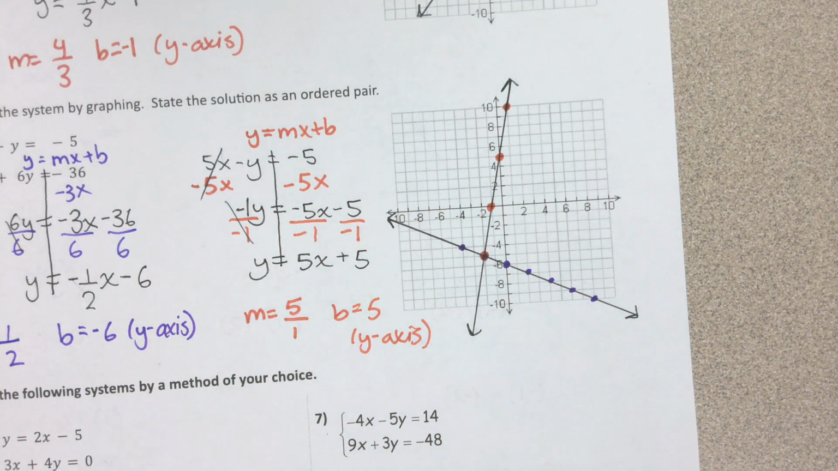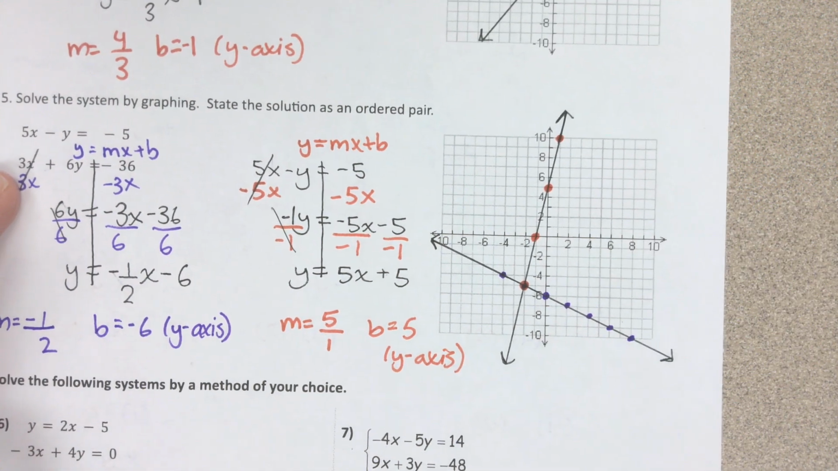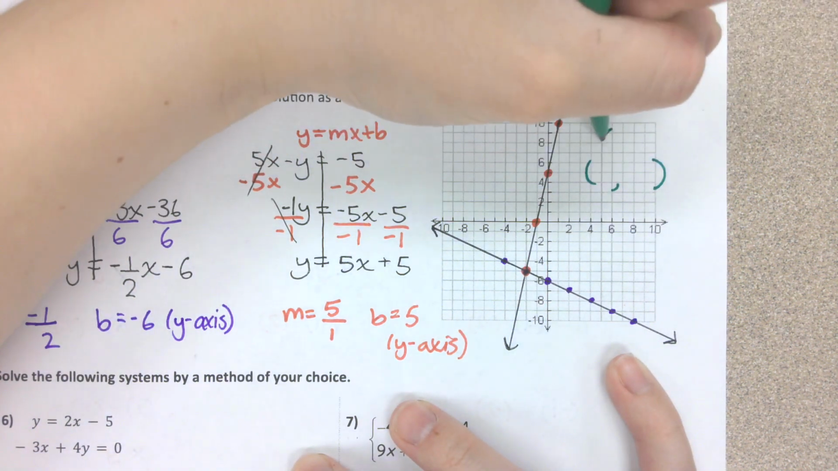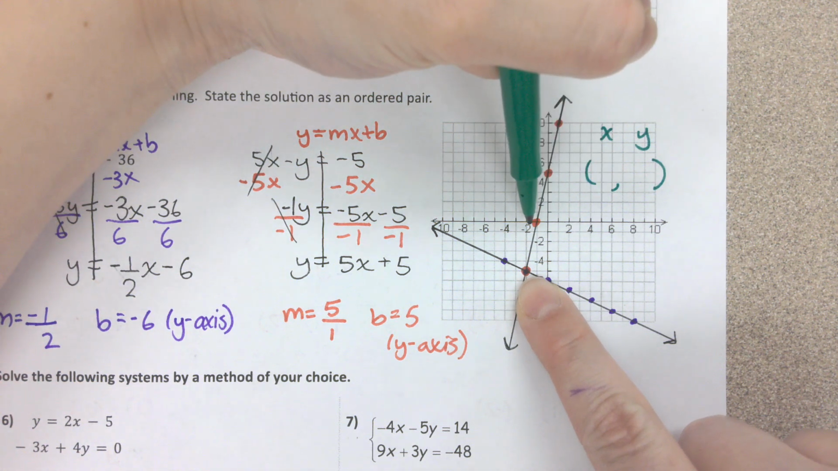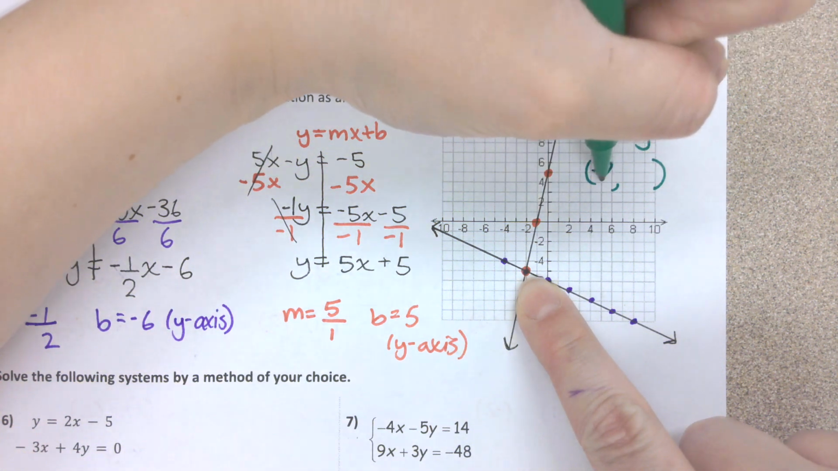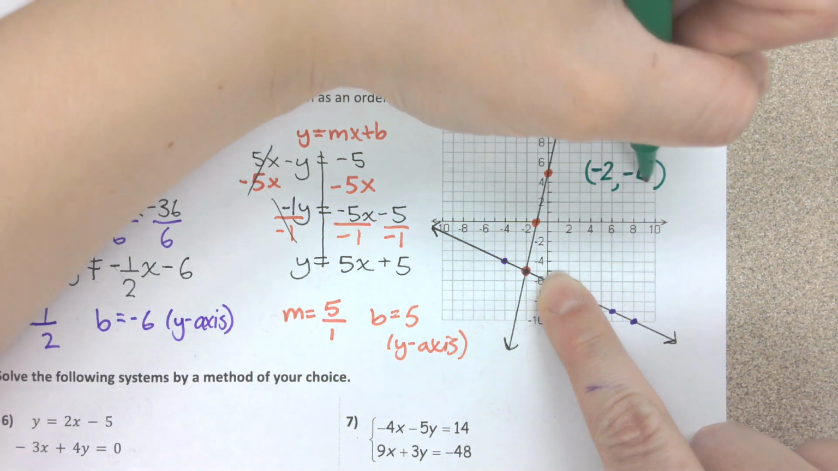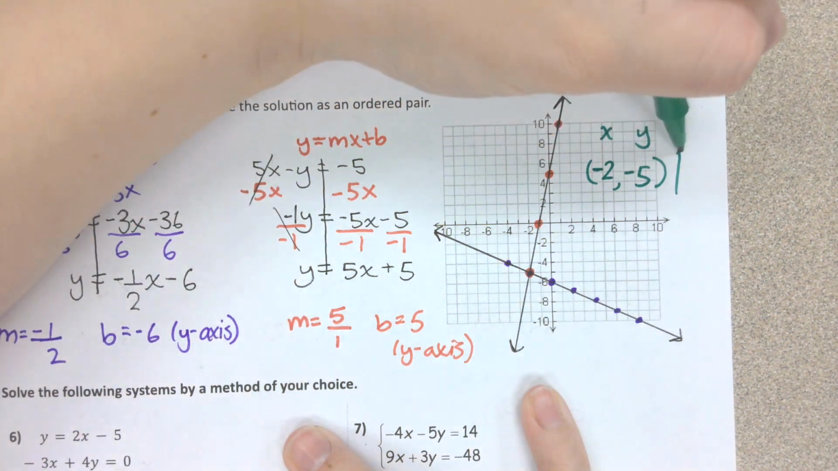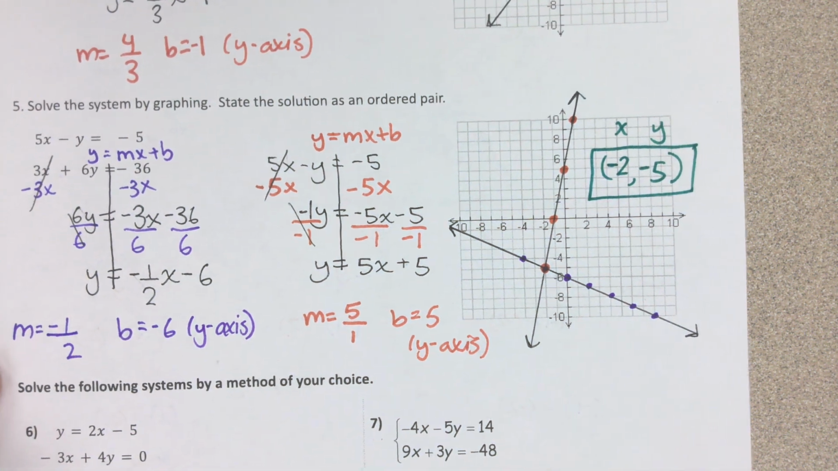All right. Now for the coordinates. I'm out of space. I'm just going to write it over here on the graph. Again, this is x, y. X is first. So we want this point. So this is -2 for x. And then -5 for y. There's our answer.